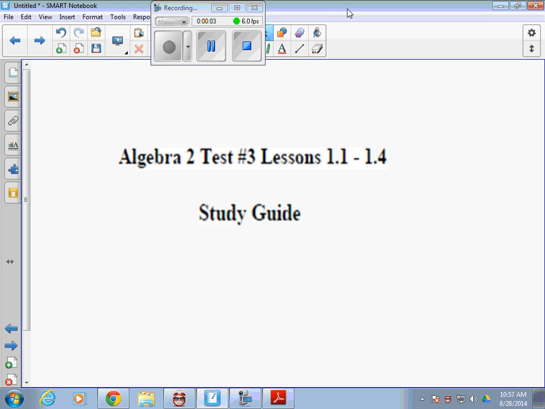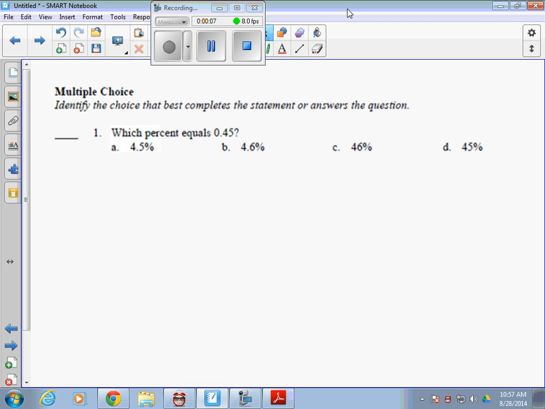It's Algebra 2, Test 3, going through the Lesson 1.4 Study Guide. Which percent equals 0.45? Percent, remember, means per hundred.